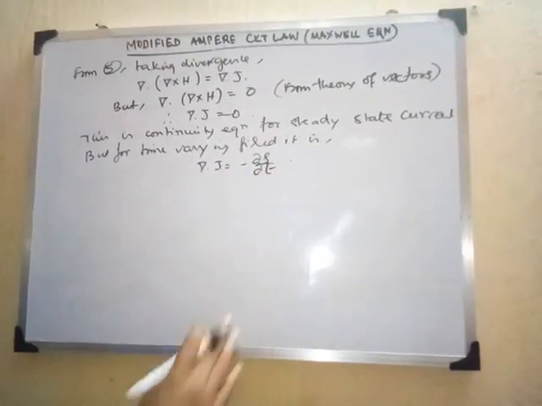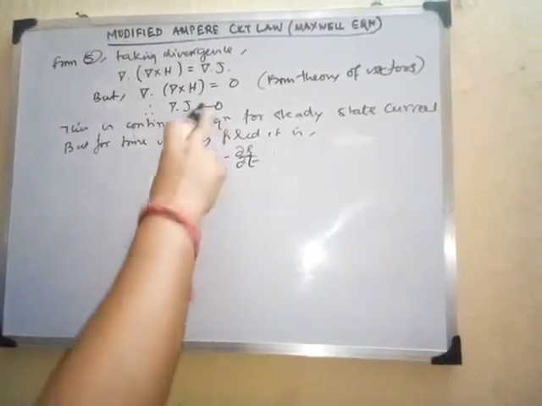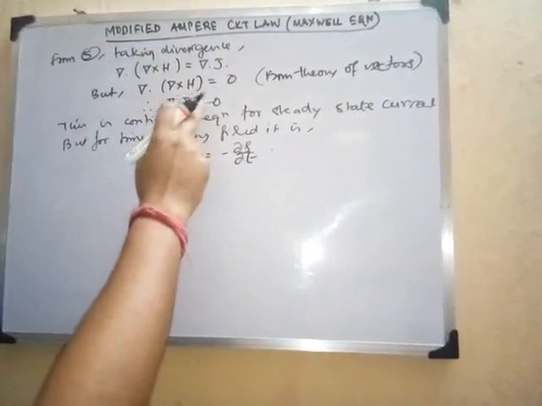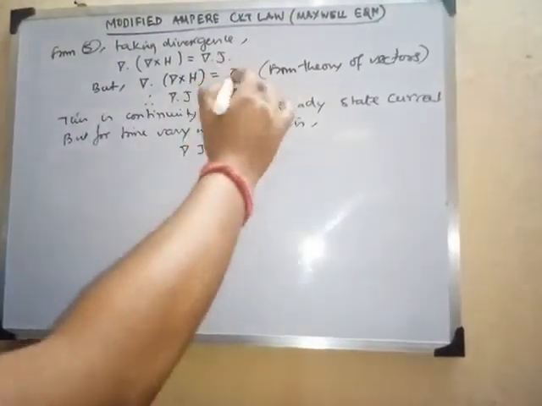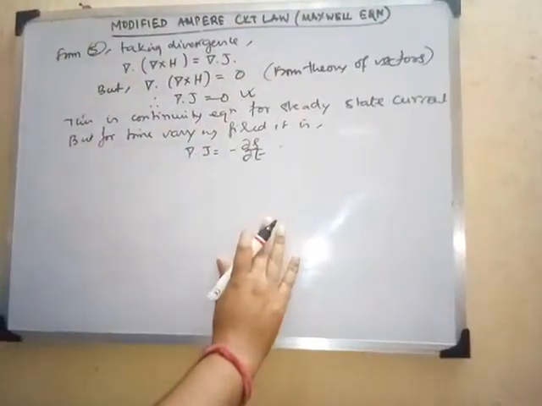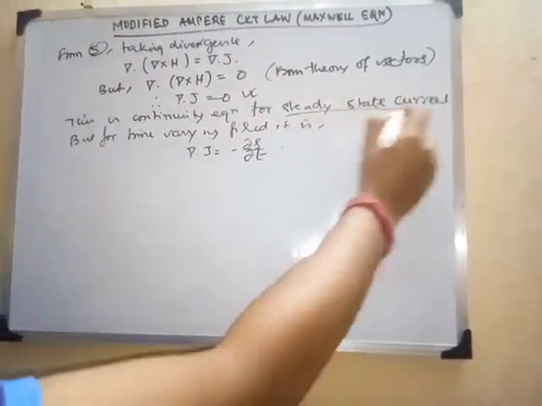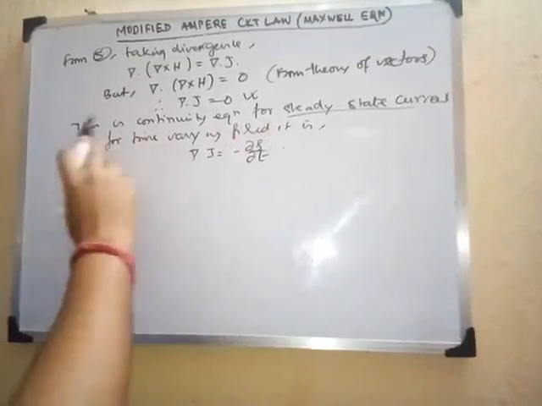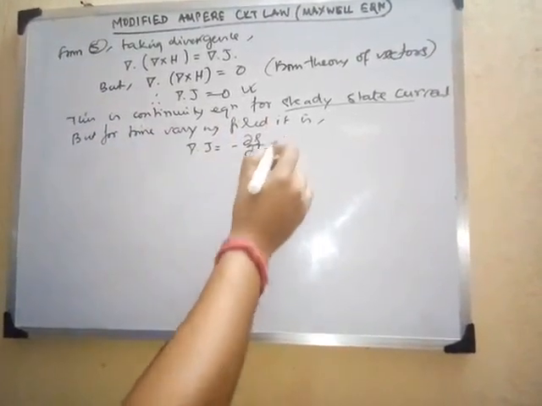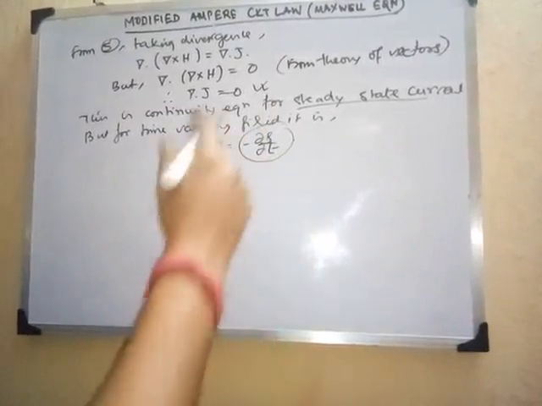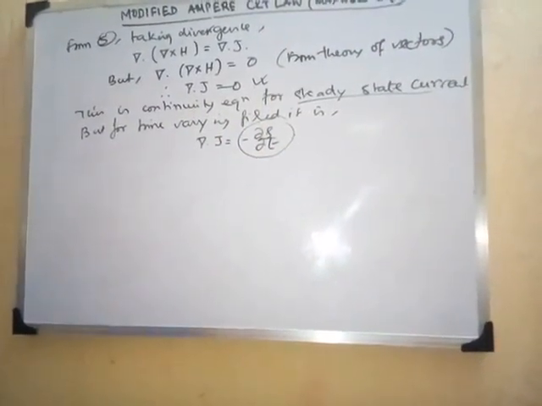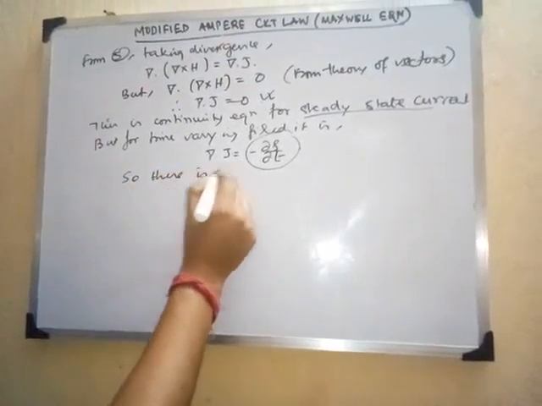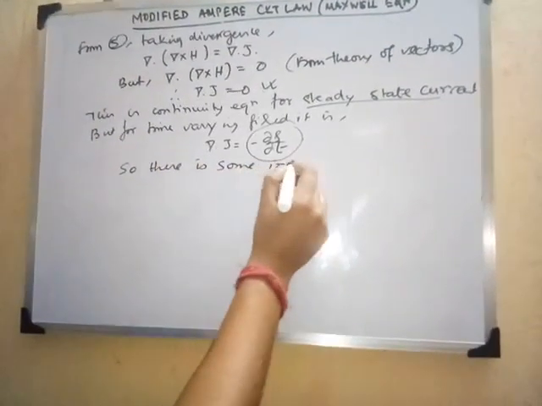So you can see there is some problem. That means from the discussion we are getting del dot J is equal to 0. But this equation represents the continuity equation only in case of steady state current. It is not the representation in case of time varying fields. And we know for time varying field the right hand side will be minus del rho del T. So there is some inconsistency, I would say. So we can conclude that there is some inconsistency.